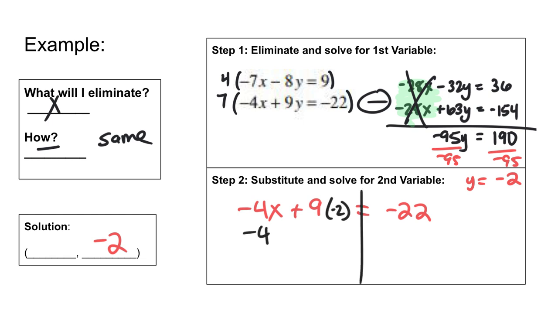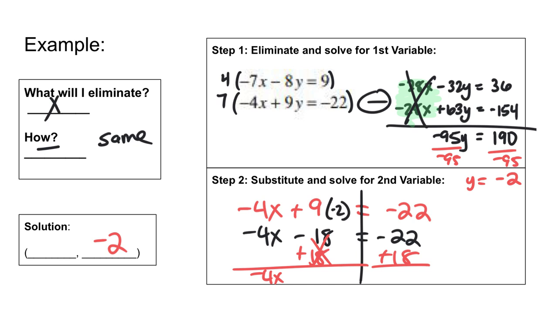And so I have negative 4x, negative 18 when I multiply that, equals negative 22. So I'll add the 18 on both sides. So I have negative 4x on this side, and over here I'll have negative 4. And then when I divide that out, I find that x is equal to 1. So the point (1, negative 2) is our solution to that.